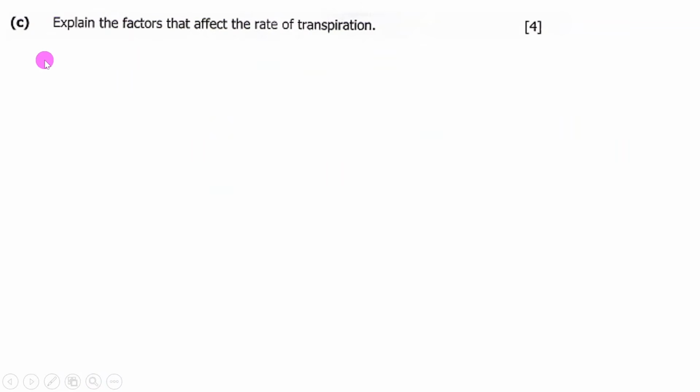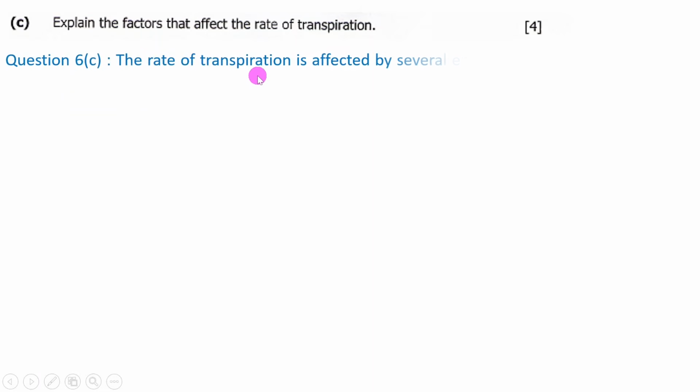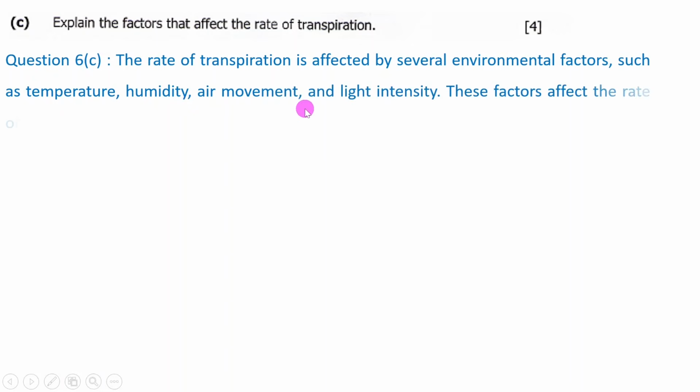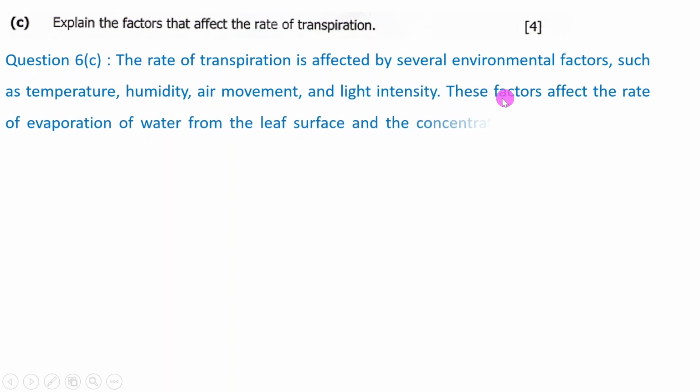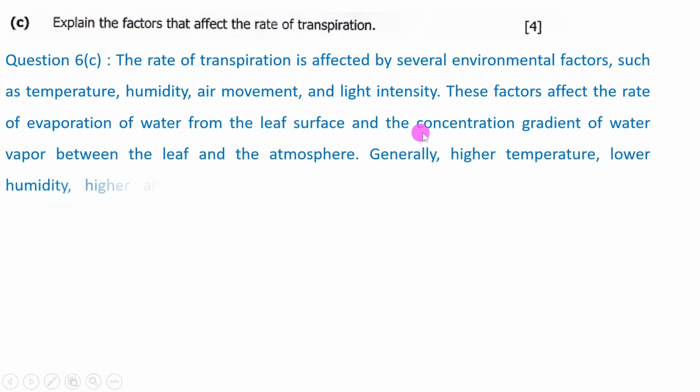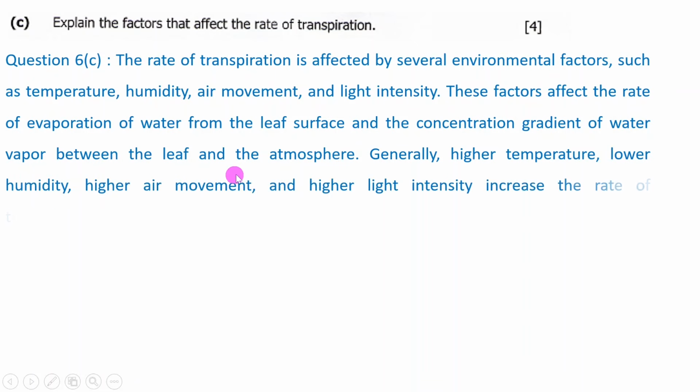Now we move on. This is explain the factors that affect the rate of transpiration, 4 marks. Here we are saying question 6c. The rate of transpiration is affected by several factors such as temperature, humidity, air movement, and light intensity. These factors affect the rate of evaporation of water from the leaf surface and the concentration gradient of water vapor between the leaf and the atmosphere. Generally, higher temperature, lower humidity, higher air movement, and higher light intensity increase the rate of transpiration. So that is it. You have answered this question.